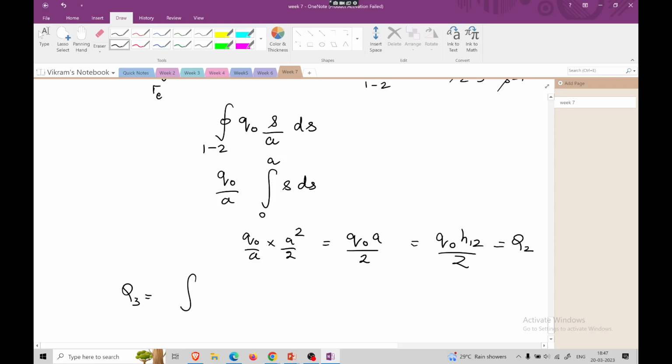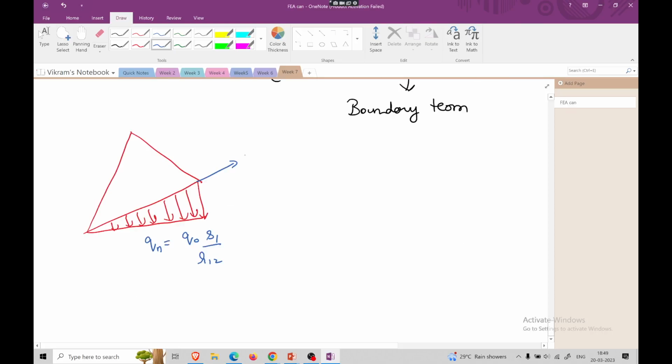Only thing is my q is changing. So what is this? Qn is equal to q0 into s1 by h12. So this will be my s1 axis, this will be my t1 axis. Okay, so again the same psi will exist. Psi 1 is equal to 1 minus s by a, here instead of a this will be a. The nodes are 0 comma 0, a comma 0, and c comma b. Since this will be c, this will be b and this will be a.